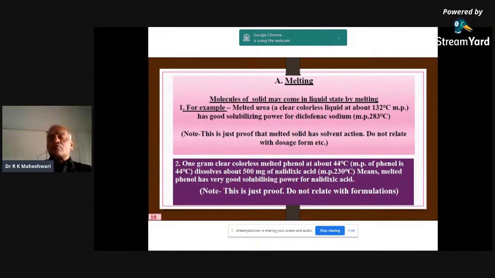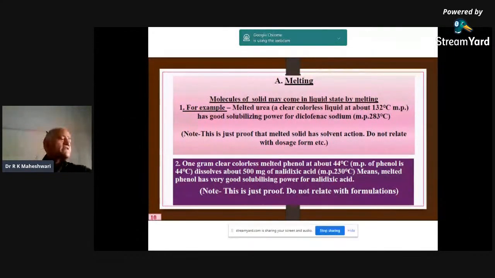Of course, if you cool down the mixture, it will solidify. So I am not talking about the low temperature. I am talking about the temperature 132 degrees centigrade at which urea is in melted condition. The molecules of urea are available in liquid state at 132 degrees centigrade, and they are involved in hydrogen bonding and weak van der Waals forces with the molecules of diclofenac sodium. That's why it gets dissolved.